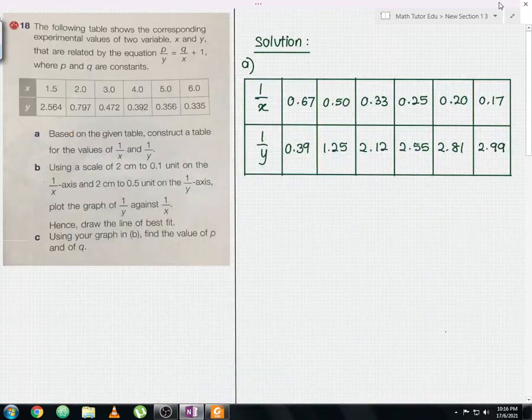Okay, and then proceed with the question part C. For the question part C, they ask us to find the values of p and q using the graph that we have drawn for the question part B. So this question is a bit different, guys, because they already mentioned the variables for you. Usually what we do is we need to change the non-linear equation to linear form, and then we create the table, and then only we plot the graph. But this question is a bit different, so that's why I recommend you to try this question.